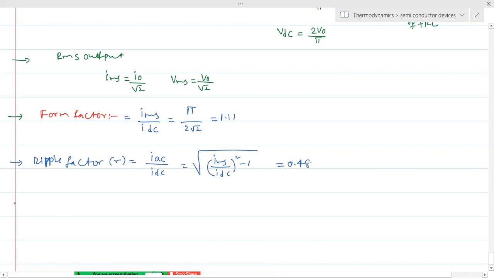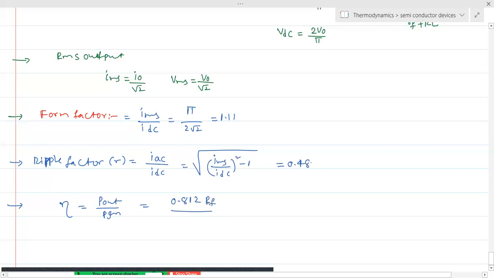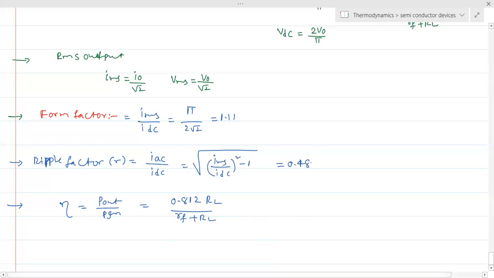And at the end, we are taking efficiency. Efficiency is equivalent to output power by input power. It will be 0.812 times RL by (RF plus RL). We know RL is the load resistance, as well as RF is the forward bias resistance.